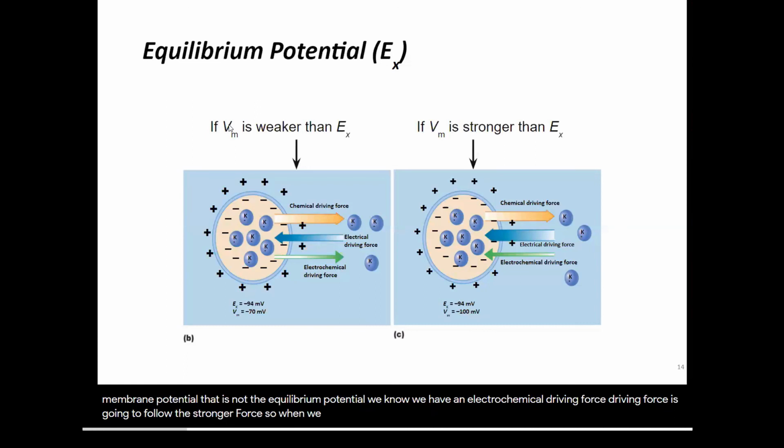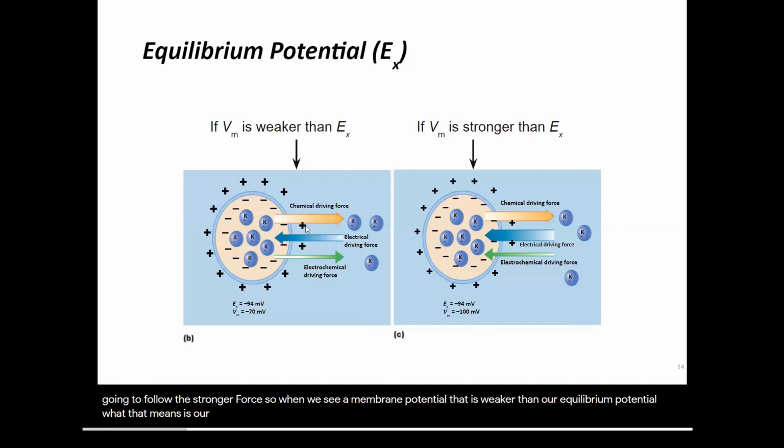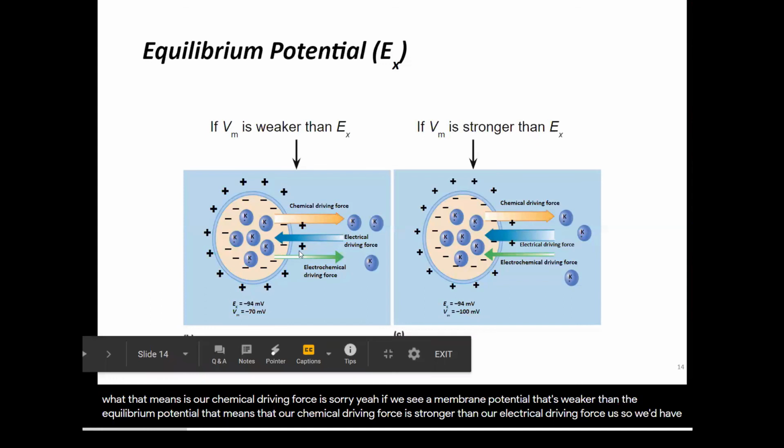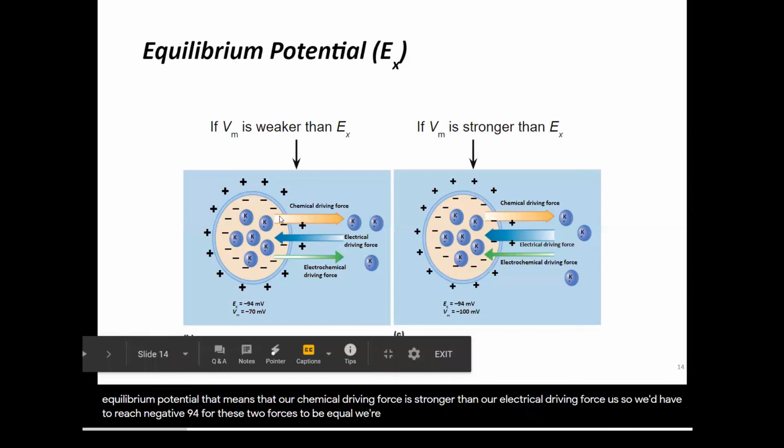So if we see a membrane potential that's weaker than the equilibrium potential, that means that our chemical driving force is stronger than our electrical driving force. Okay. So we'd have to reach -94 for these two forces to be equal. We're not there, and the reason for that is our chemical driving force.